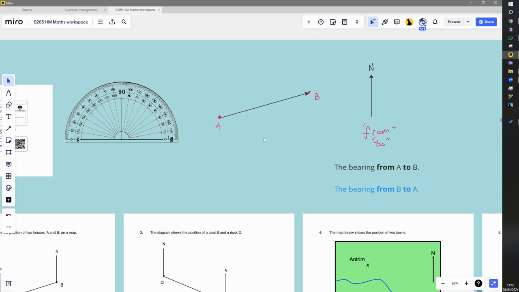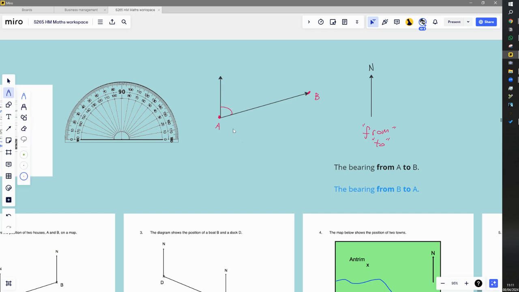So how do I say what direction it is using bearings? What I do first of all is I copy a North Pole. And North Poles, they're just a direction, so I can place them wherever I like. And I would place it where I'm standing, where I'm measuring the bearing from. And then I measure this angle.